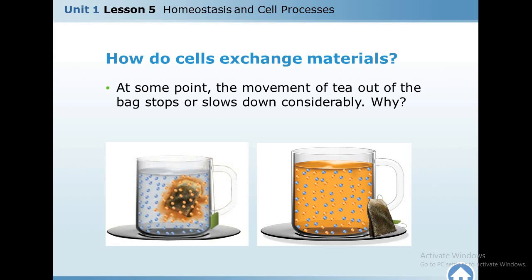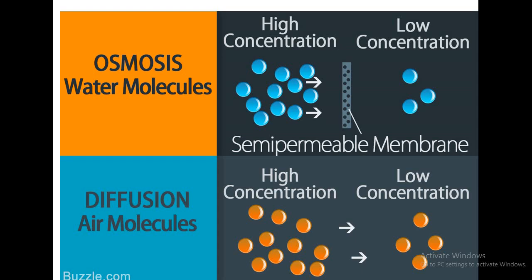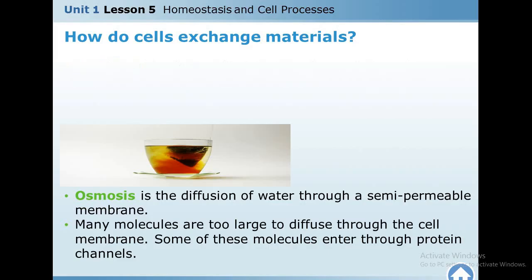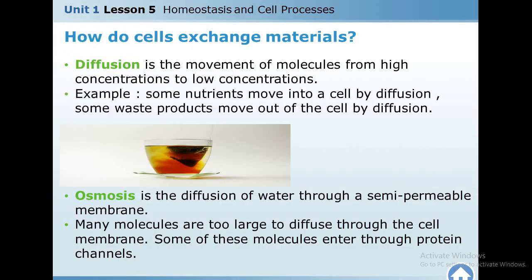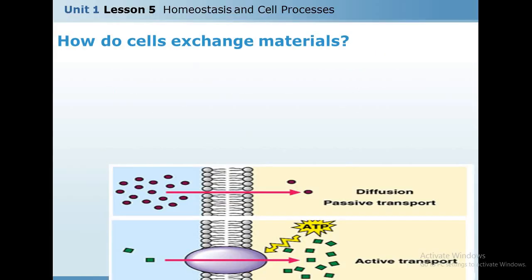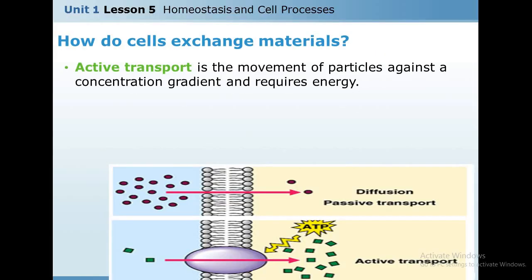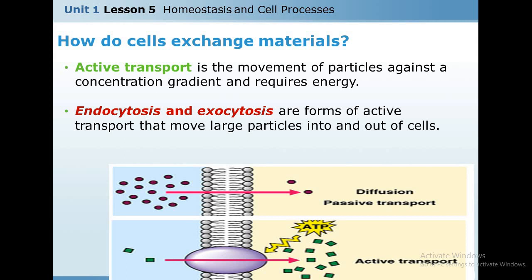Okay. How do the cells exchange materials? We talked about many ways, like osmosis, like diffusion, like active transport and passive transport. As I told you, the active needs energy, but diffusion doesn't need energy.